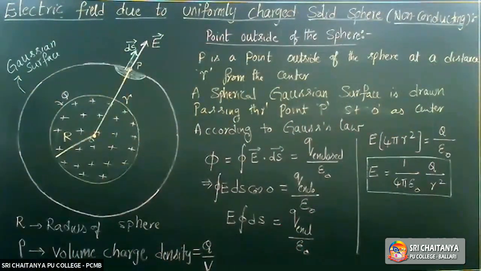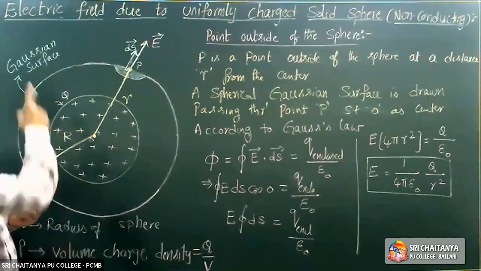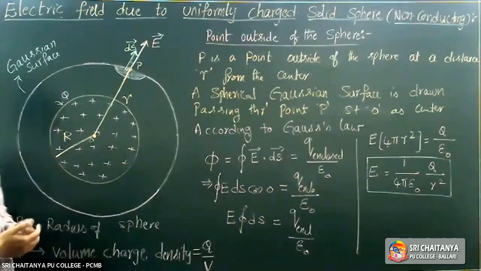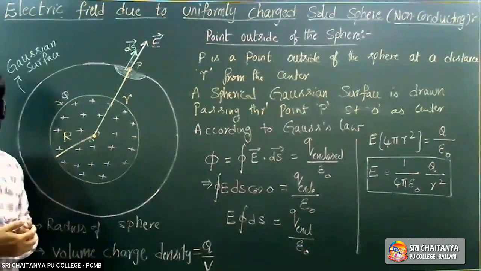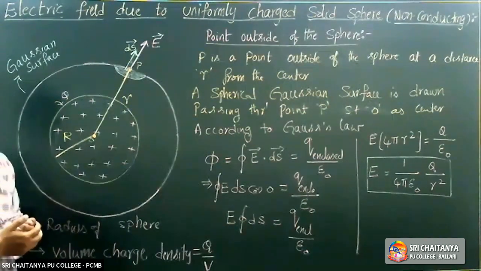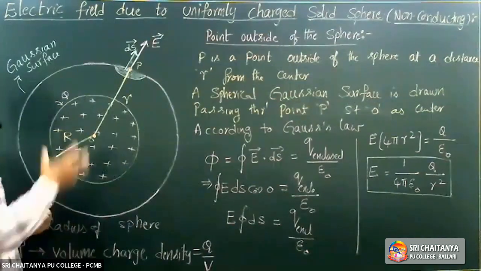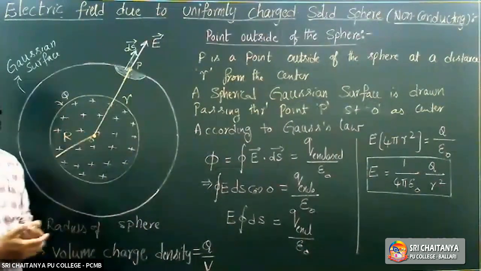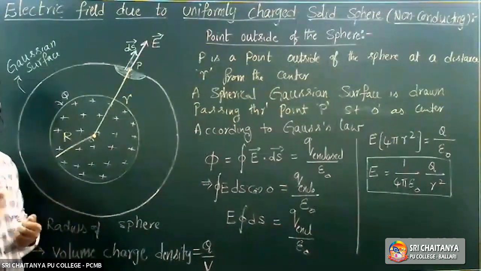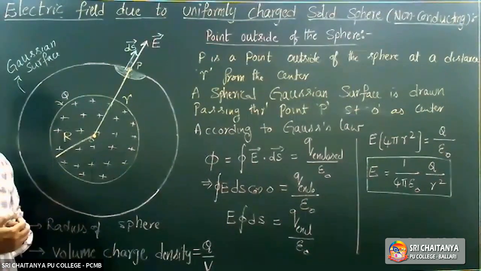This is the formula for the field at an outside point. If you see that formula, yesterday also we got the same formula for the spherical shell. So for the spherical shell or solid sphere, non-conducting, at an outside point, the field is the same, the formula is the same, right? Come on, note down.